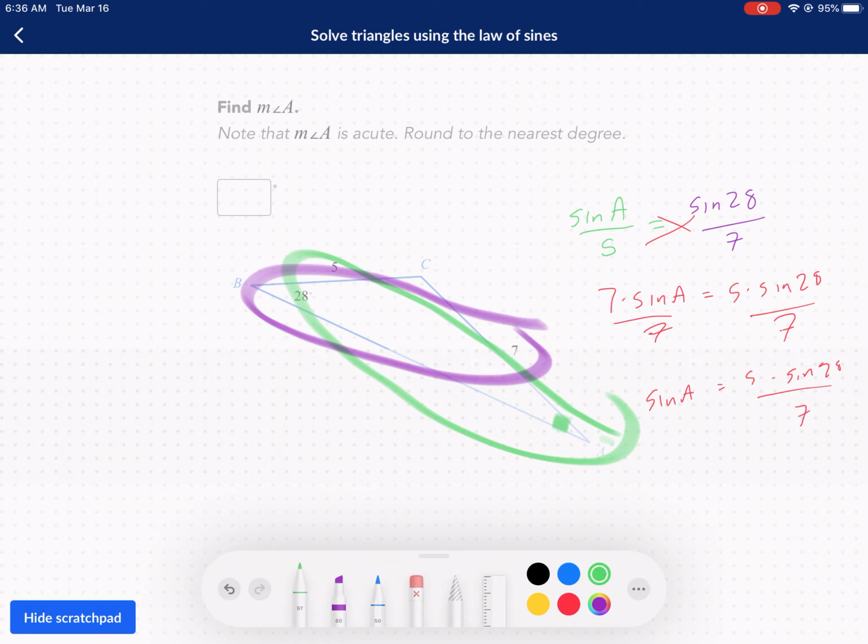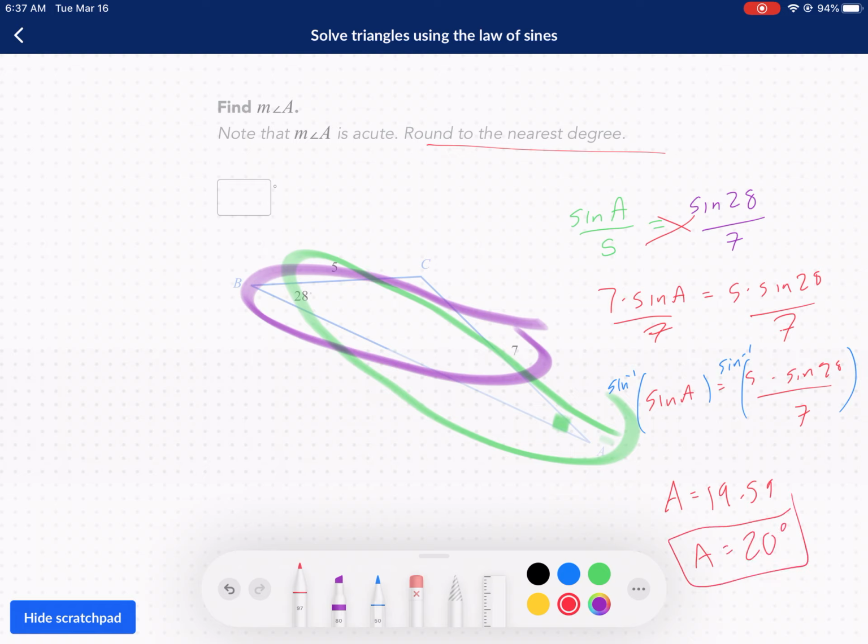I have to take the inverse sine of both sides. Inverse sine. Inverse sine. So I get angle A is equal to all of that inverse sine. So I'm going to go straight to my calculator. Inverse sine. 5 times sine of 28 divided by 7. Okay, and I get 19.59. So A equals 19.59. Round to the nearest degree, A equals 20 degrees.